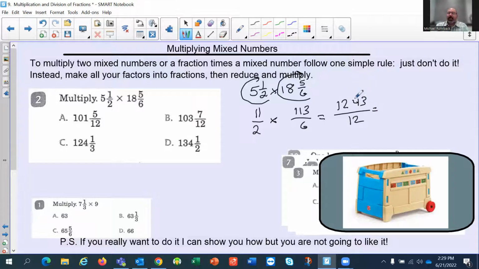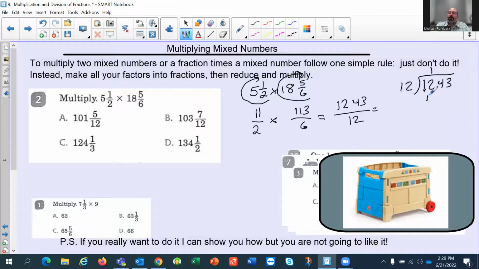If you type this in using the numerator denominator key, and this is something I can show you in person, you can just type this in, hit a key, and it'll automatically make it proper for you. However, we are not going to do that. We're going to write it out as long division. 1,243 divided by 12. Well, that's going to go in 1 time.